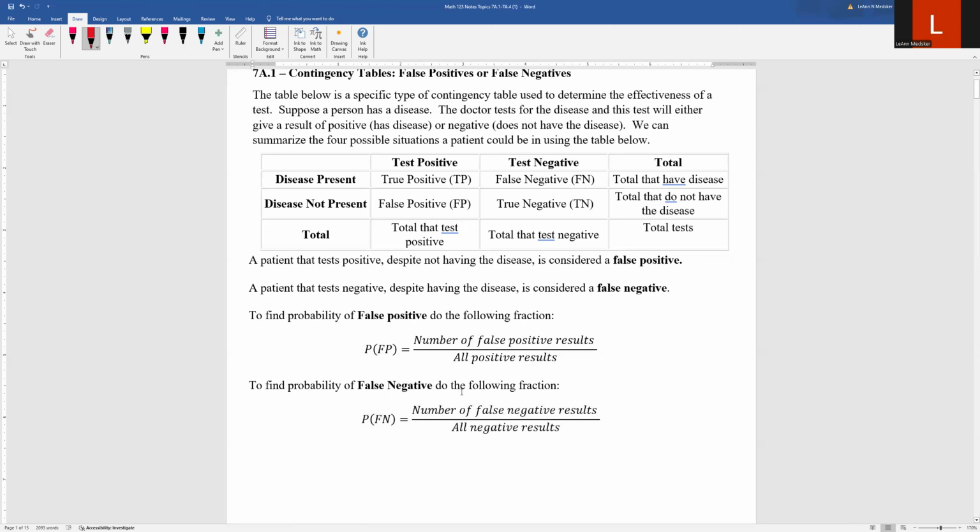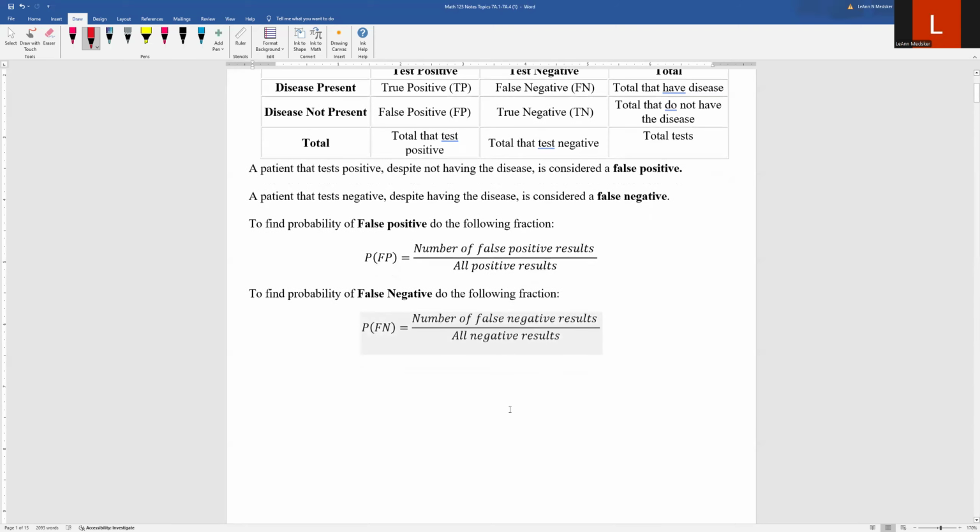The probability of a false negative on a blood test is going to be, if we focus on just the people who got negative results, how many of those were reported incorrectly? They got a negative on their blood test, but they actually do have the disease that they were being tested for. So that's how we're going to calculate these.